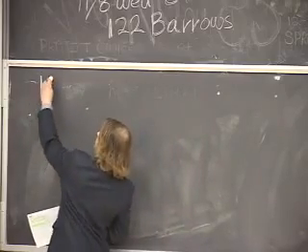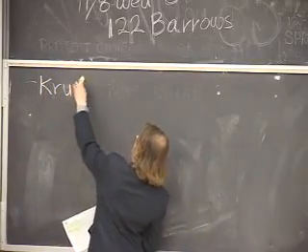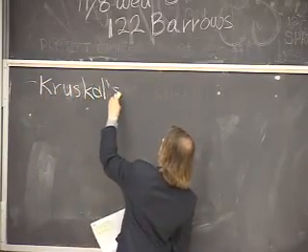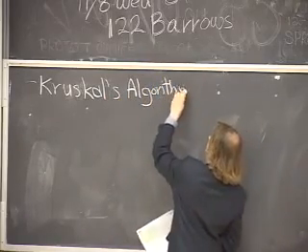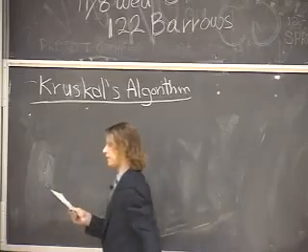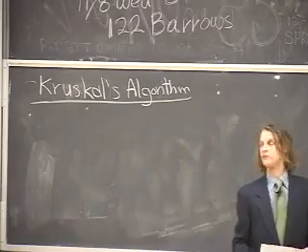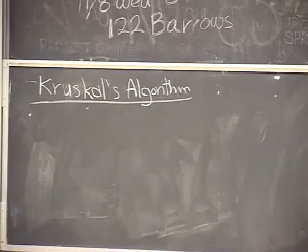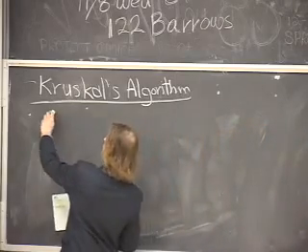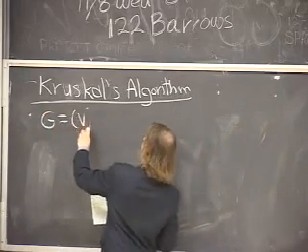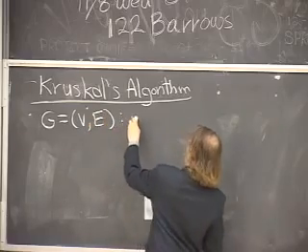So there are a bunch of algorithms for this problem. We're going to study one by a guy named Kruskal, for finding a minimum spanning tree. And, well, I guess I want to first formally define what a minimum spanning tree is. So let's suppose we have G equals (V, E), an undirected graph.